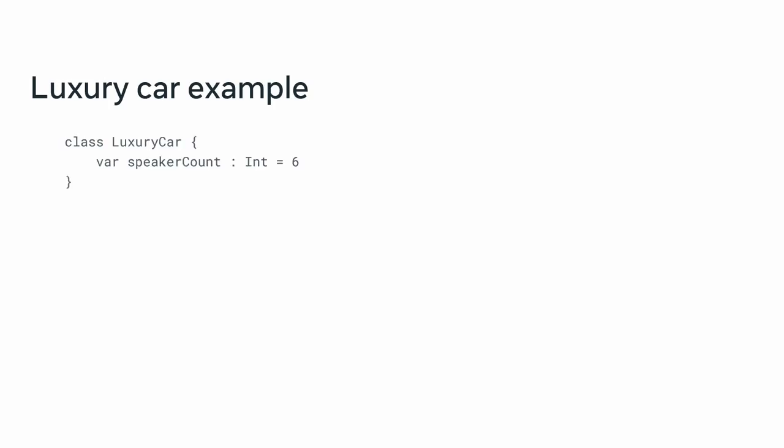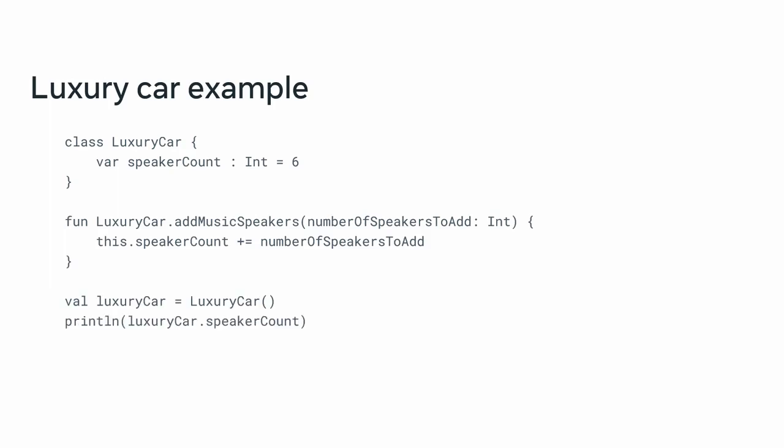Assuming you would have a class with a variable that stores the number of speakers, you would then have an extension function that shows the 4 added speakers. So now this code will print the number of speakers before and after adding the additional 4 speakers to the luxury car variant. It will initially print 6 and then in the second line it will print 10.